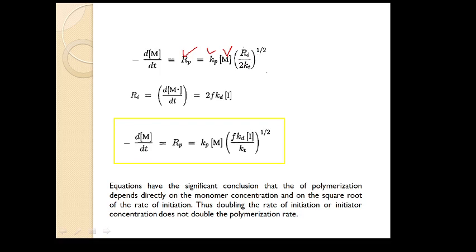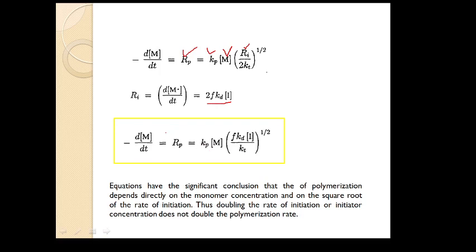Again, we know the expression for Ri, the rate of initiation, which is equal to 2 f Kd into the concentration of I. If you substitute that quantity, the 2 gets cancelled. It is equal to f Kd into the concentration of I divided by Kt, raised to one half. So this overall expression represents the rate of propagation, that is, the rate of polymerization for the radical polymerization process.